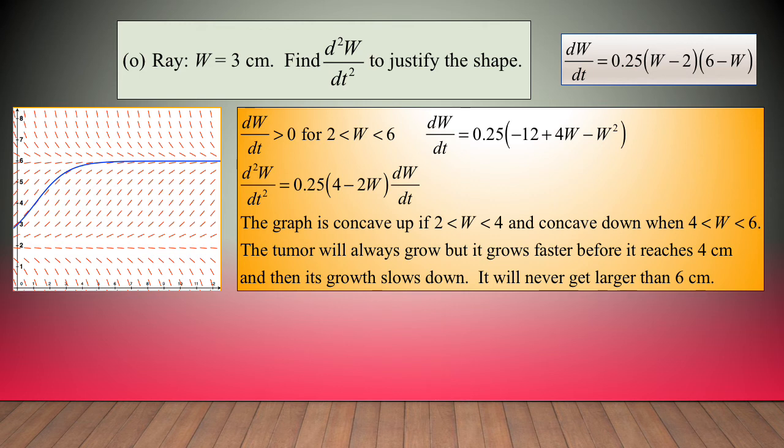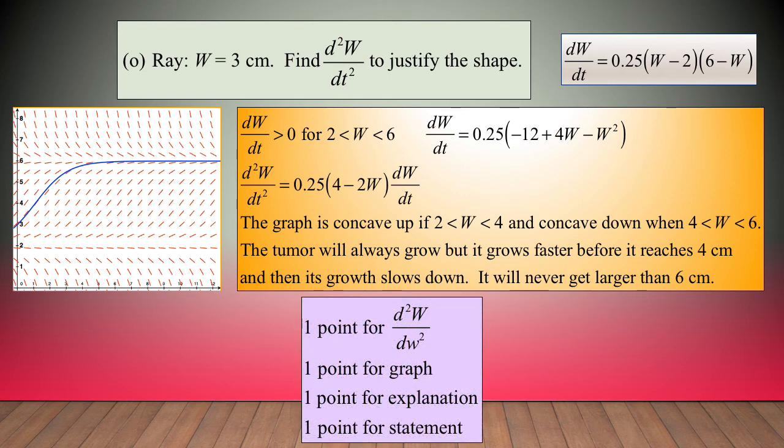The graph will therefore be concave up if w is between 2 and 4, as the second derivative will be positive, and concave down when w is between 4 and 6, as the second derivative will be negative. So, the graph will always be growing, but it grows faster before it reaches 4 centimeters, and then its growth will slow down, and it will never get larger than 6 centimeters, as the limit of dw/dt as t approaches infinity will be 0.